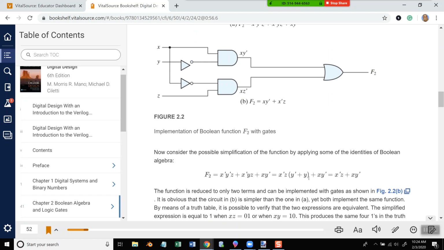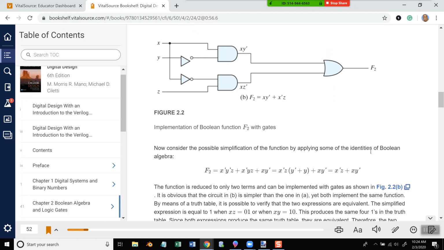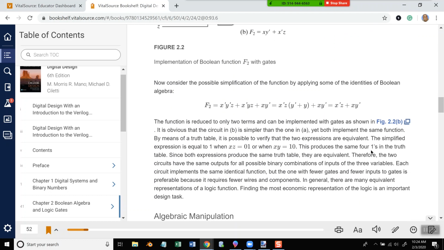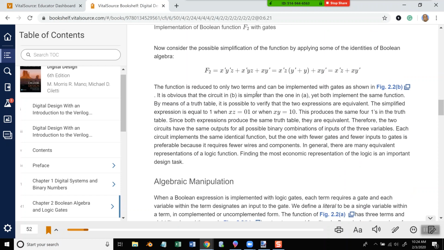Okay, that's one we just did. It's obvious that the circuit in B is simpler than the one in A, yet both implement the same function. By means of a truth table, it's possible to verify that 2 expressions are equivalent. So that's one thing. If you were doing this from a design standpoint, and you weren't using some automated tool to simplify it, you could do a truth table and verify that what you had originally is equal to your simplified form right here. That'll tell you if you did everything correct.